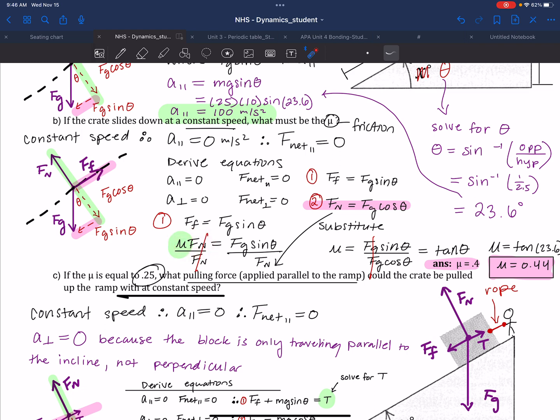So if I know I want to find mu, I'm going to isolate that, right? And whenever I isolate that, I will divide by force normal. Well, okay, can I solve for mu? I have force of gravity, I have my angle, I don't really have force normal, but I do have it in my second equation, so I'm going to substitute that right there.